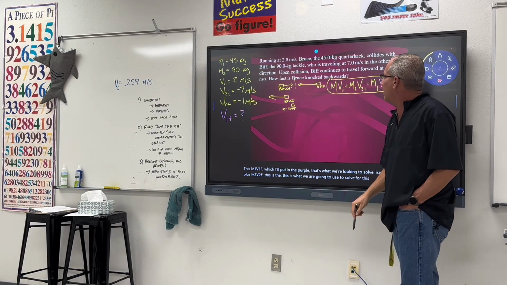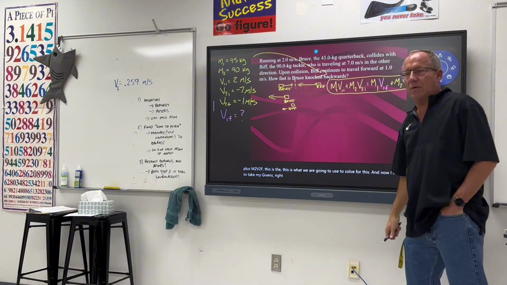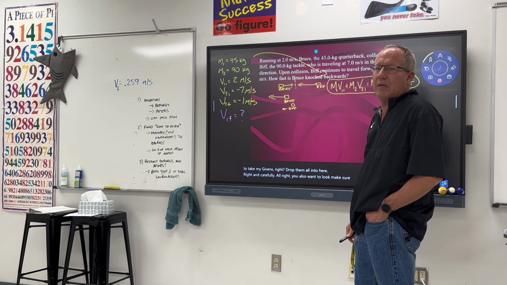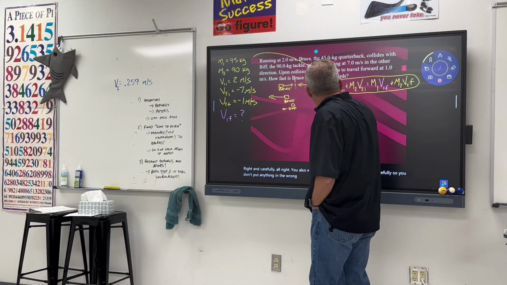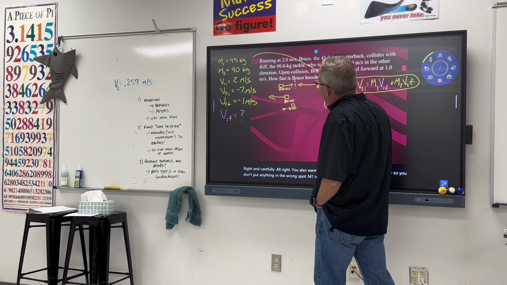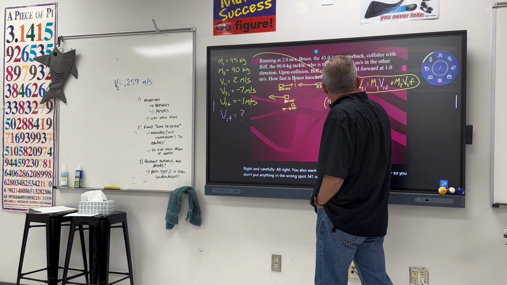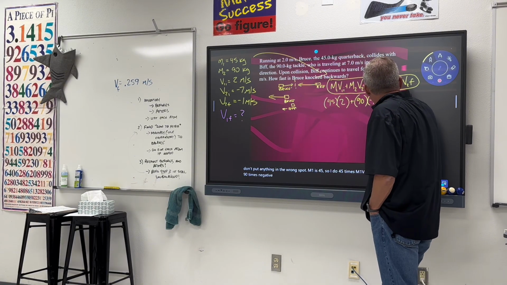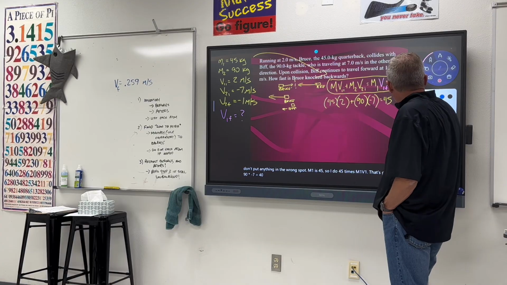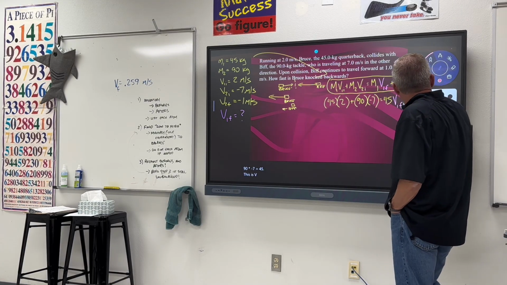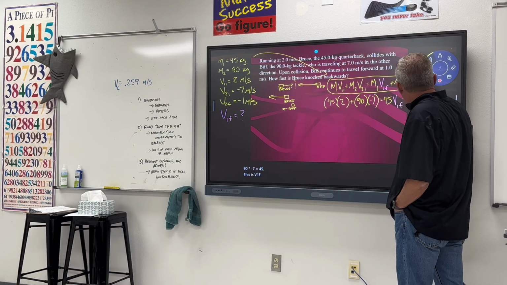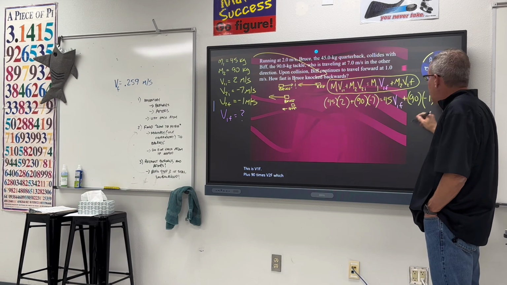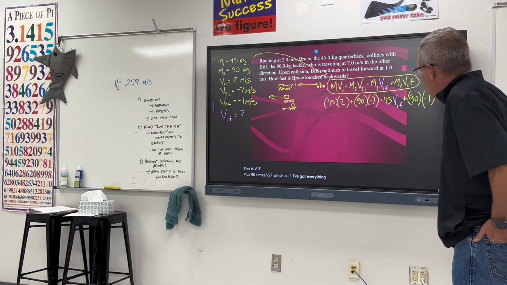And now I'm going to take my givens and drop them all into here, carefully, so you don't put anything in the wrong spot. M1 is 45, so I do 45 times V1I, that's going to be 2, plus 90 times negative 7, equals 45 times V1F, plus 90 times V2F, which is negative 1. I've got everything dropped in correctly. Double check in there as well.